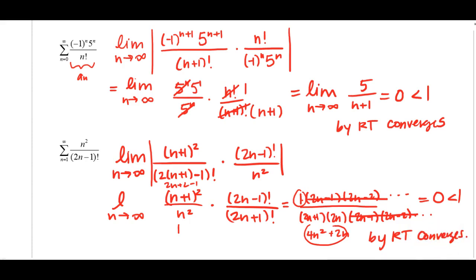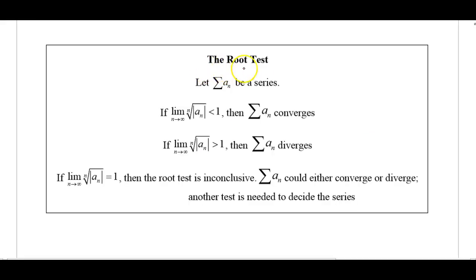This infinite series converges. The root test. So let the sum of a sub n be an infinite series. If the limit as n approaches infinity of the nth root of the absolute value of a sub n is less than 1, then the series converges.